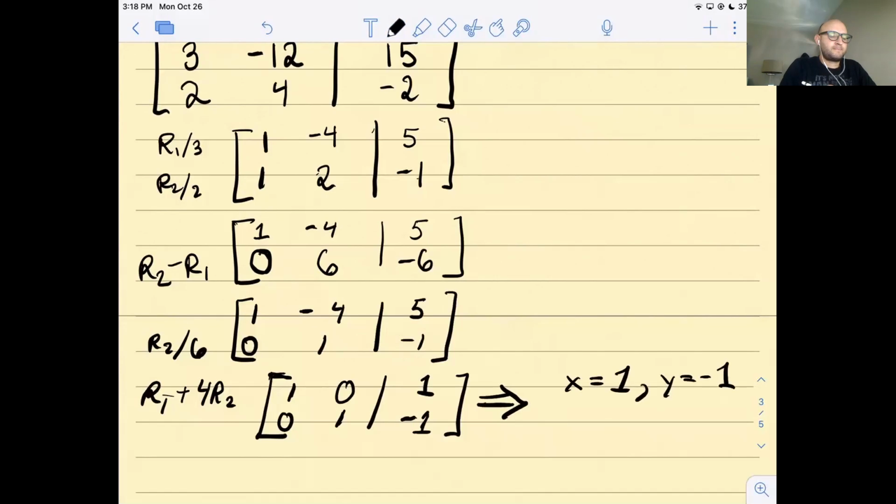Okay. So that's it. That's Gaussian elimination. It's a systematic way to use the elementary operations to turn your matrix, your augmented system, into something that looks like what we call the identity matrix, which is ones along the diagonal going from the top left to the bottom right. And then we can just read off the answers in the final column.